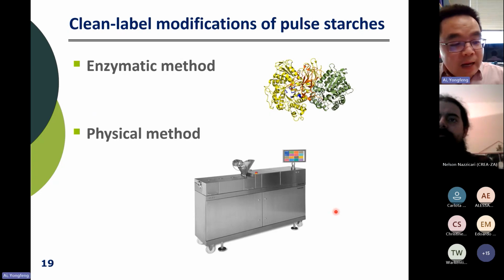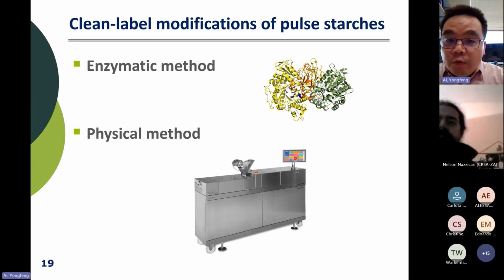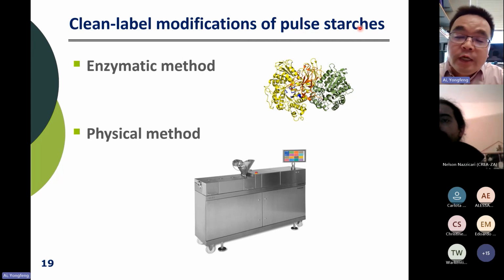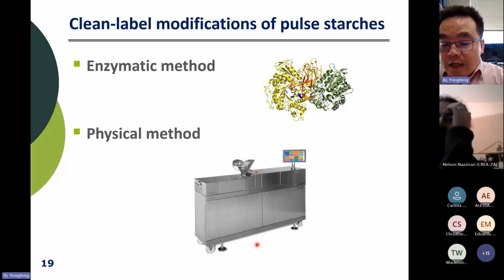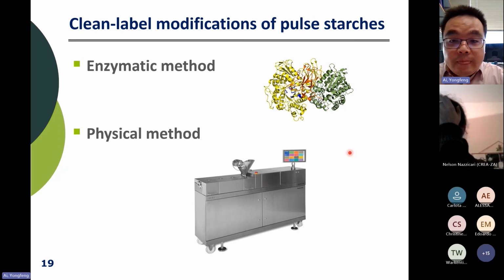In the last part of my webinar today, I want to share with you some of the most exciting findings from our research. The first one is we look at the clean label modification of the pulse starch, because nowadays consumers usually don't want to have a chemically modified ingredient added into their food. So we try to come up with a clean label modification for starch and protein and many other ingredients. One method is an enzymatic method we can use, and also we can use a physical method, for example, like an extruder. Actually, we have this lab scale extruder in our lab.